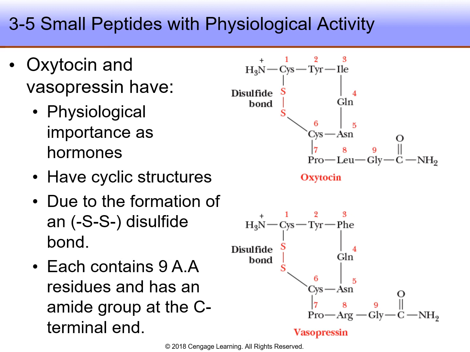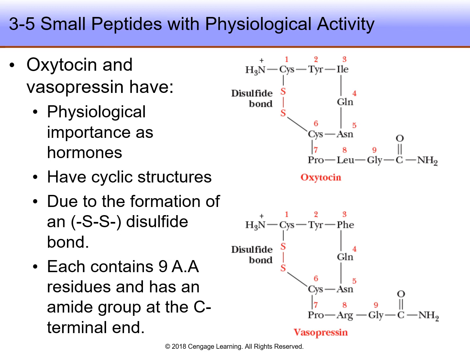Each has an amide group rather than a free carboxyl group at the C terminal. So we have, this is the N terminal, but at the C terminal end we have an amino group, not a carboxyl group, as it should usually be. And each has a disulfide link between cysteine residue positions 1 and 6.